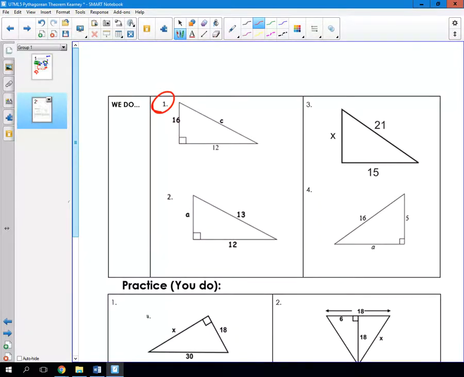So I'm going to label my sides. I have A and I have B, and that one's already labeled C, okay? And so using the Pythagorean theorem, if we know two sides of a right triangle, we can use the Pythagorean theorem to find the third side, okay? All we have to do is substitute our values into our Pythagorean theorem and solve for the missing side length, okay?